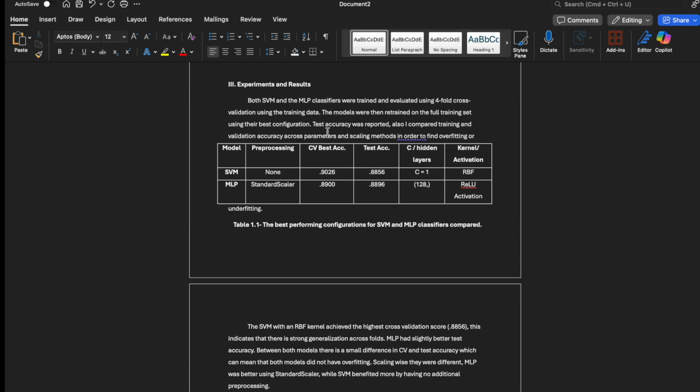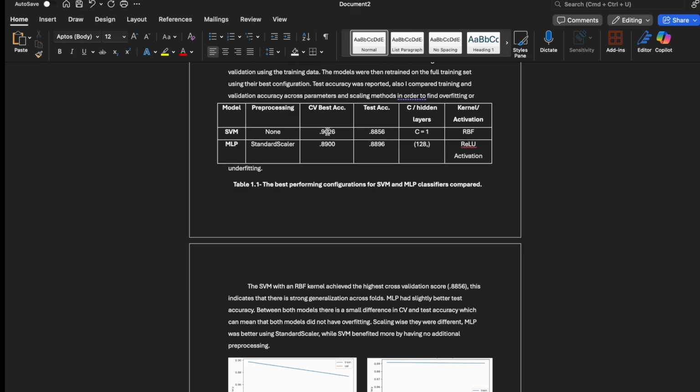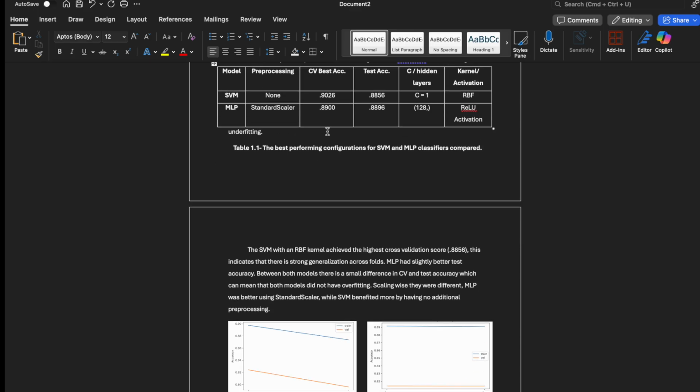As we can see, SVM performed better with no pre-processing, with a 0.9026 cross-validation best accuracy and a test accuracy of 0.8856, with C at 1. MLP performed better with the standard scaling pre-processing, with a cross-validation best accuracy of 0.89, a test accuracy of 0.896, and a hidden layer of 128.